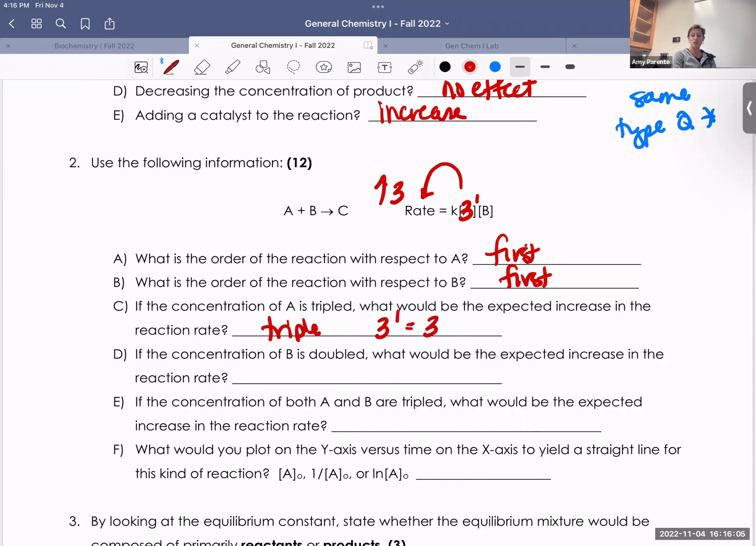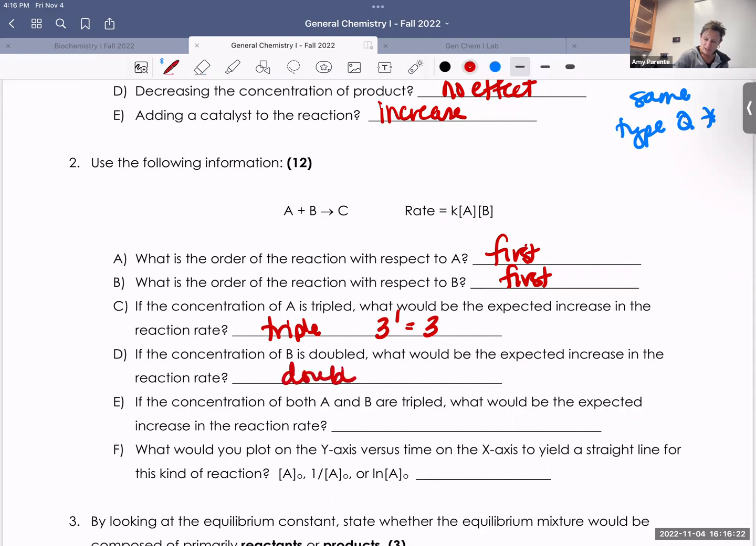Now, if it was second order with respect to A, then that tripling would be 9. Very good. Okay, so I'm going to erase this up here. If the concentration of B is doubled, what would be the expected increase in reaction rate? It would double as well.